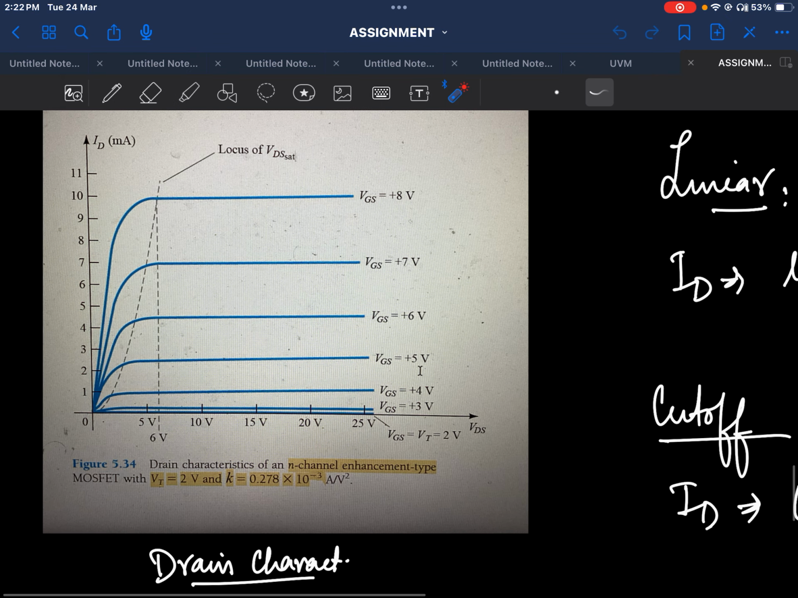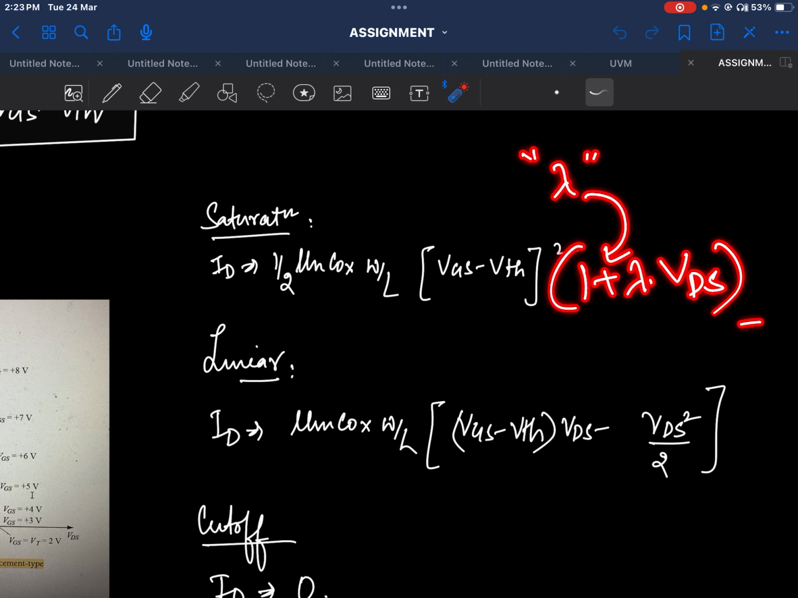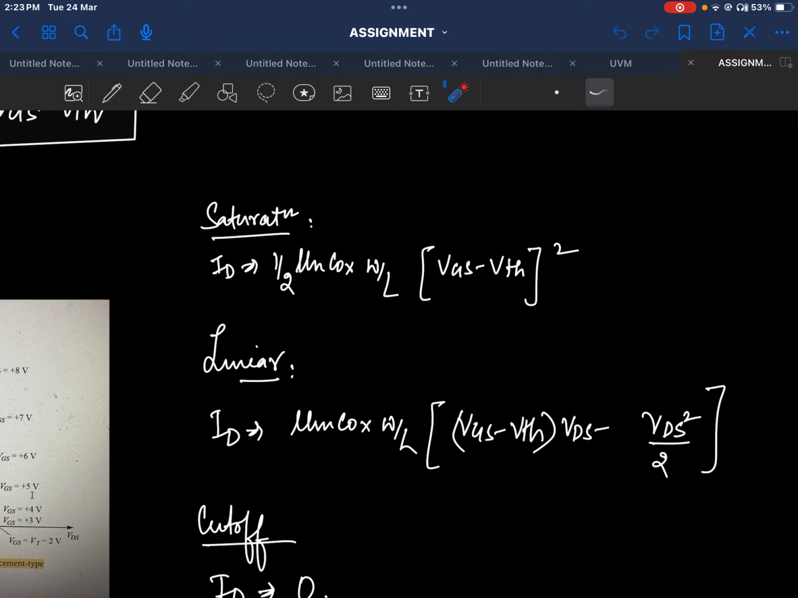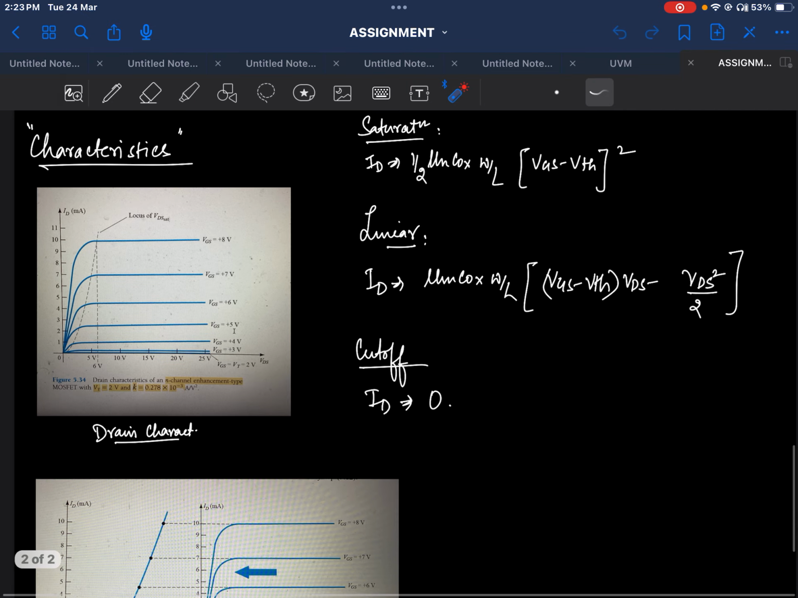And we have some equations also. You can see that the current equation in saturation is given by this, the linear region is given by this, and then the cutoff we know it is 0. And obviously, when the channel length modulation effect is considered, lambda is considered here, a 1 plus lambda VDS factor comes, but we're not considering that for now. So this is the equation for the current in all three regions.